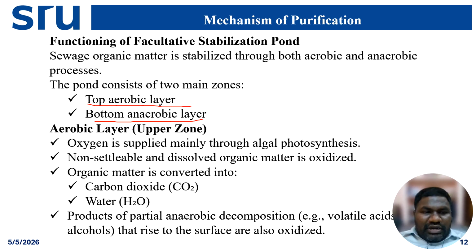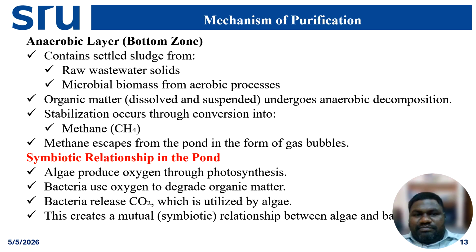Coming to the aerobic layer, oxygen is supplied mainly through algal photosynthesis. We are not providing any external oxygen to the pond. It will be circulated, and oxygen will be created through algal photosynthesis. So non-settleable and dissolved organic matter here will be oxidized. The organic matter will first be converted into carbon dioxide and water. The products of partial anaerobic decomposition that rise to the surface are also oxidized.